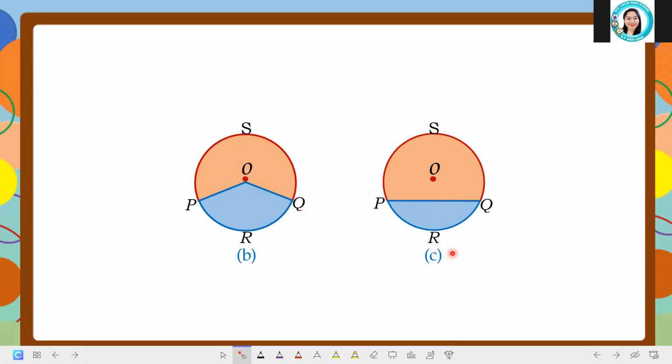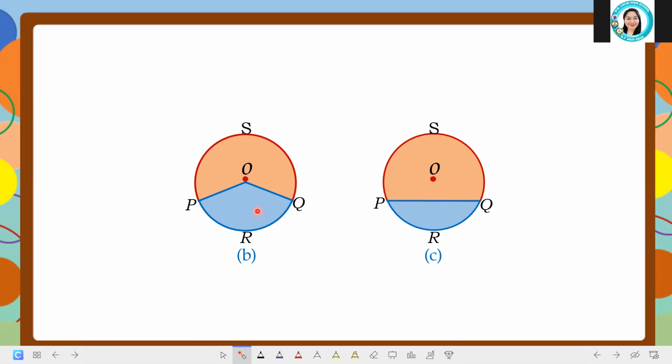And sa figure letter C, meron tayong segment, no? PQ. It is a chord. Now, this chord bounds a region together with an arc. So this is a chord, and there is an arc, arc P, arc Q, and it bounds this region. Yung naka-highlight or naka-shade ng blue. So we call that in circle, segment of a circle.